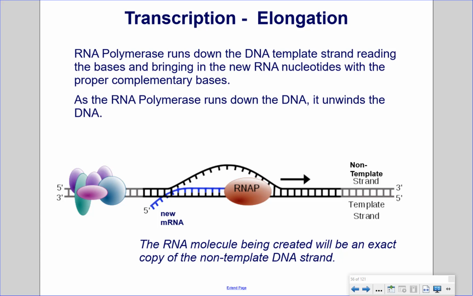Transcription. Elongation. RNA polymerase runs down the DNA template strand, reading the bases and bringing in the new RNA nucleotides with the proper complementary bases. As the RNA polymerase runs down the DNA, it unwinds the DNA. The RNA molecule being created will be an exact copy of the non-template DNA strand.